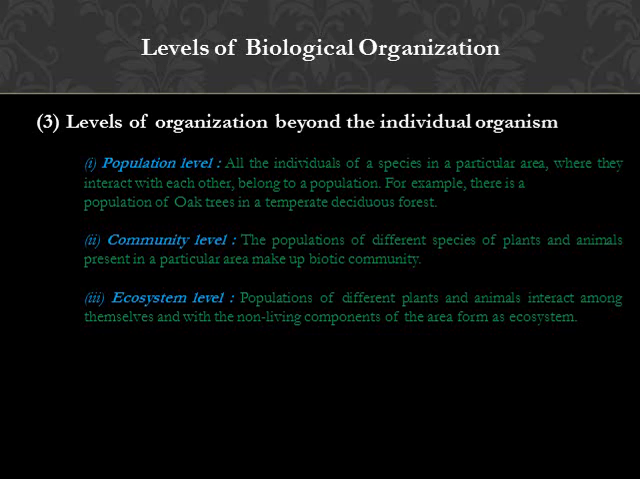So populations of different plants and animals interact among themselves and with non-living components. So we have added one more feature, that is non-living components. At the community level only plants and animals interact with each other, but at the ecosystem level plants and animals are interacting among themselves as well as with the non-living components of that area, and then we study it, then it is called the ecosystem level. So we are adding non-living things as well in our consideration, right? So that's the ecosystem level.